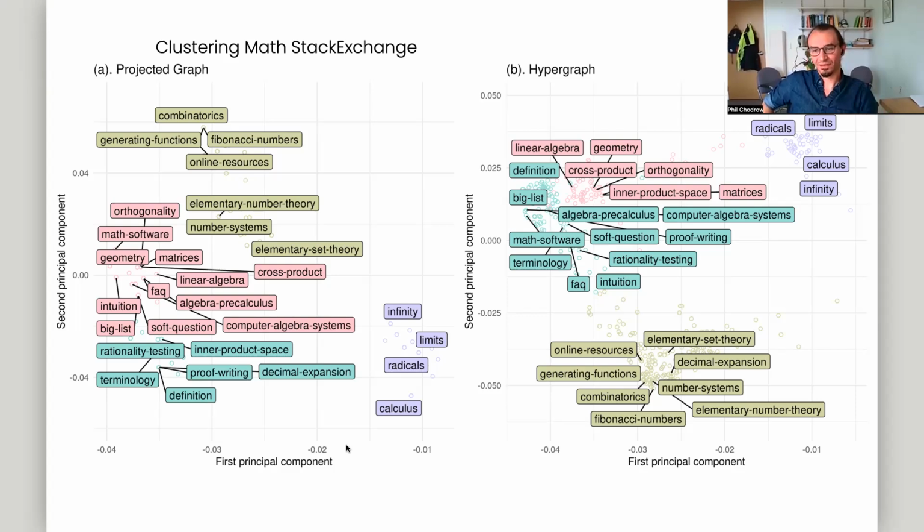But we do think that there's some reason to believe that here the hypergraph structure matters. And so using a hypergraph non-backtracking spectral method actually helps us better understand the structure of the world of math topics as expressed in Math Stack Exchange. So I'm going to go ahead and finish up.